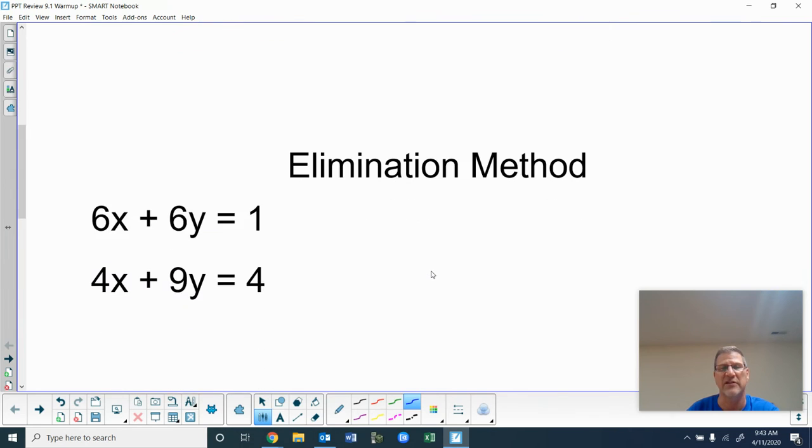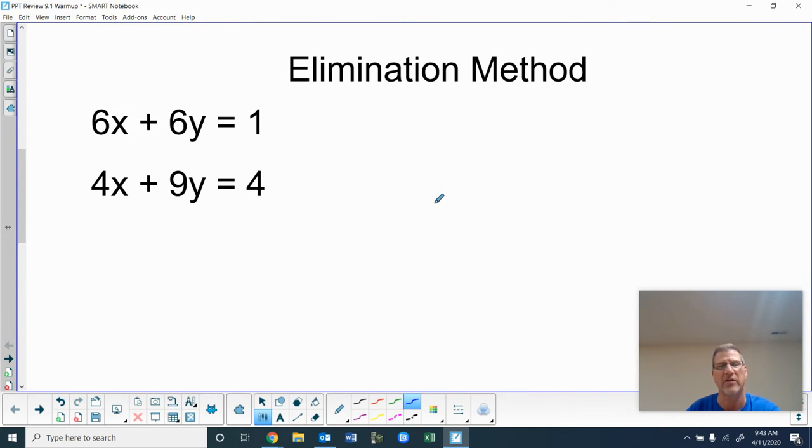The other one we did was elimination. Okay. In elimination, you want to get the variables to have the same coefficient in front. So in the first equation, 6x plus 6y equals 1, and the second one, 4x plus 9y equals 1. I like to write these on top of each other so that I can add or subtract them once I get my variables to have the same number in front.